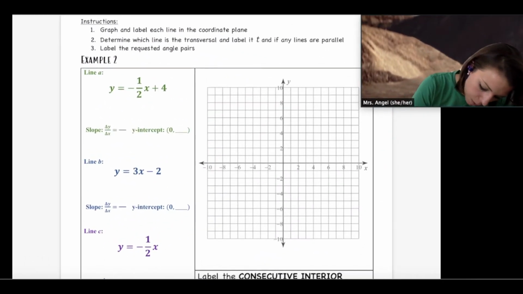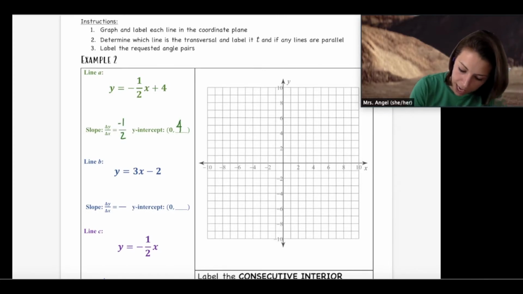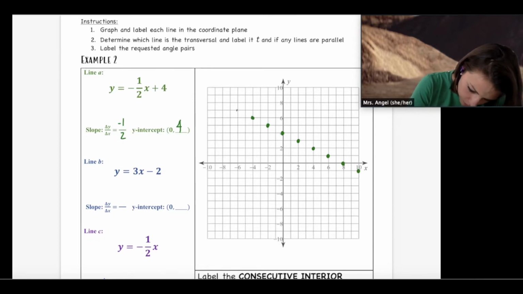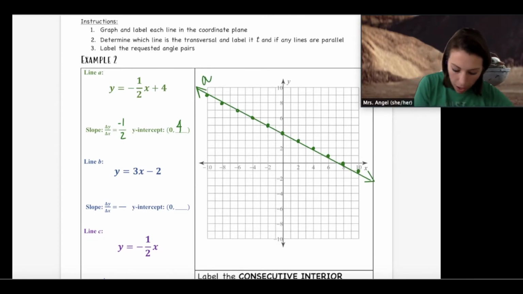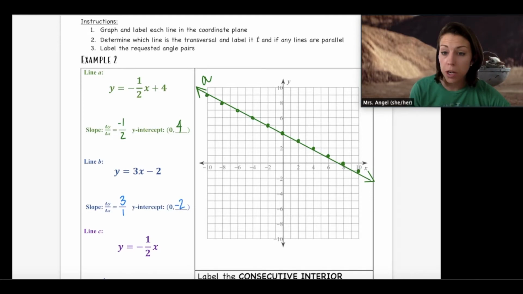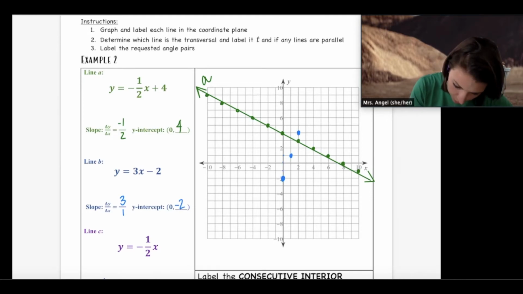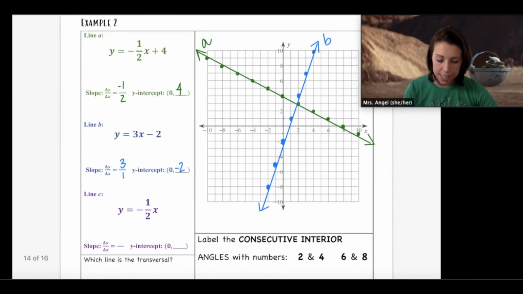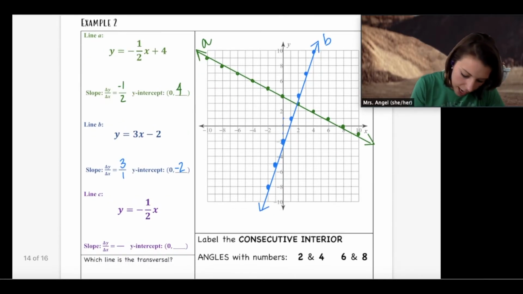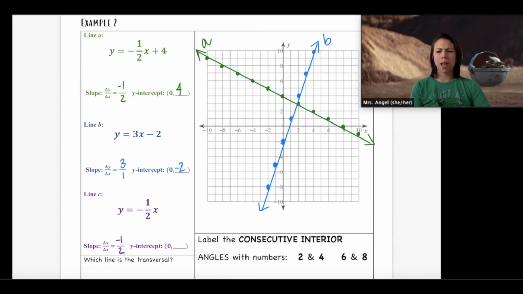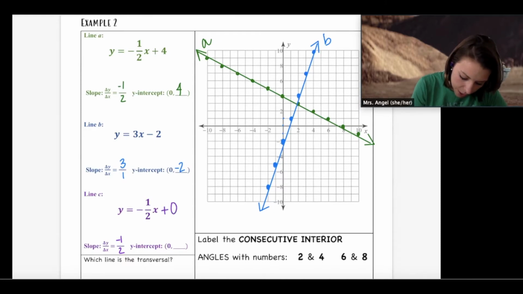So here we go. Line A, slope here, -1/2, y-intercept (0, 4). I'm going to go ahead and graph. Line B, our slope 3 over 1, our y-intercept (0, -2). I'm going to go ahead and graph line B. Last up is line C, slope -1/2, y-intercept. What is the y-intercept? Oh, that's just the same as +0. So now I'm going to graph line C.